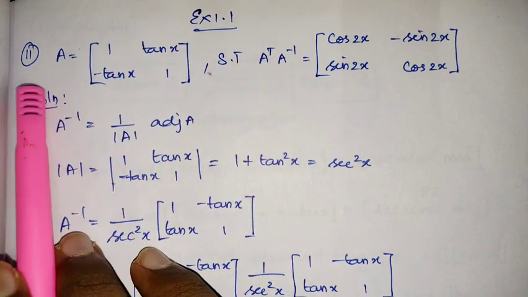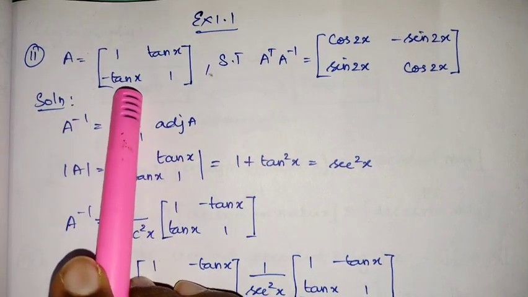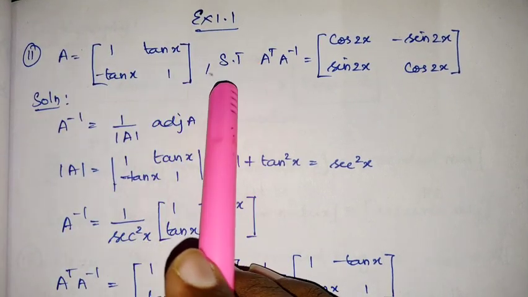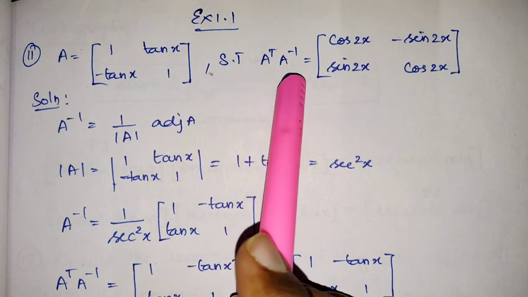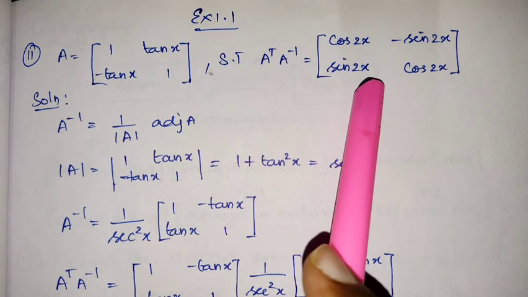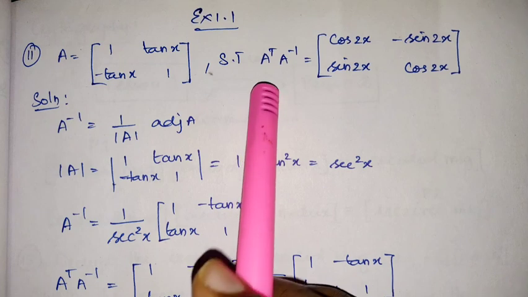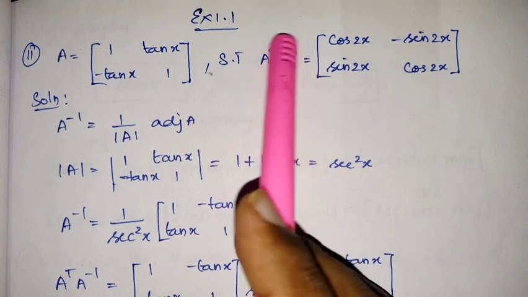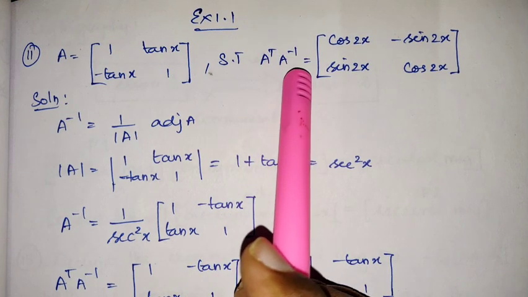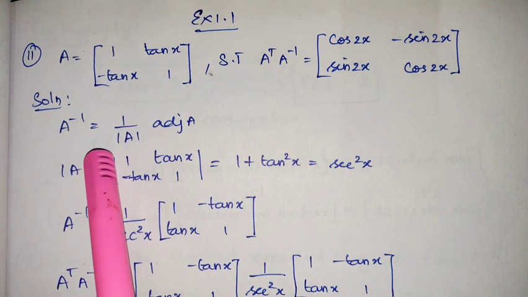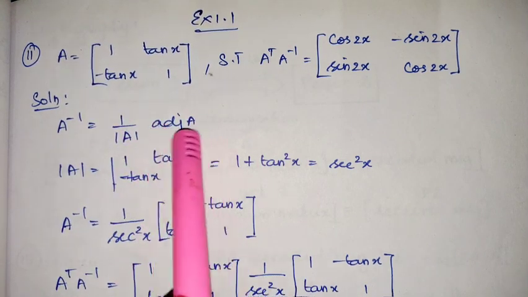Exercise 1.1, sum number 11. A matrix is given, which is a 2 by 2 matrix, and you are asked to show that A transpose into A inverse is equal to a given matrix. So first of all, here we are going to find A inverse, right? You know how to find A inverse. A inverse is equal to 1 by determinant A into adjoint A.